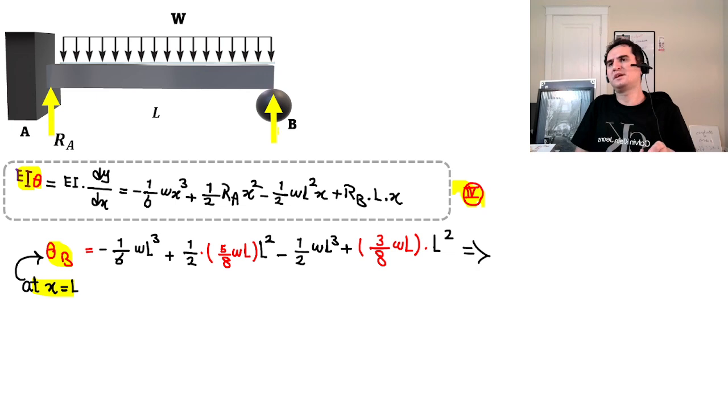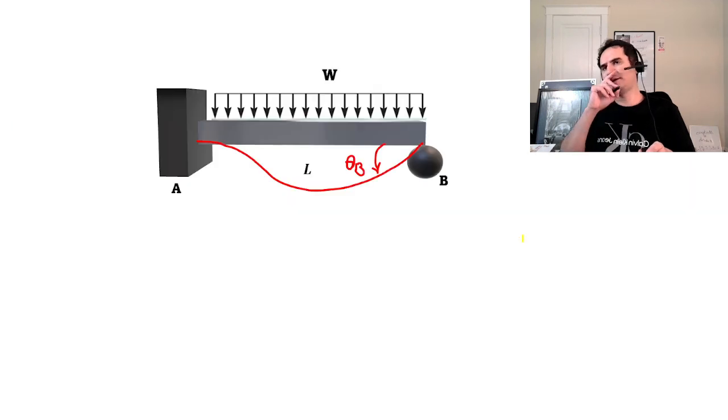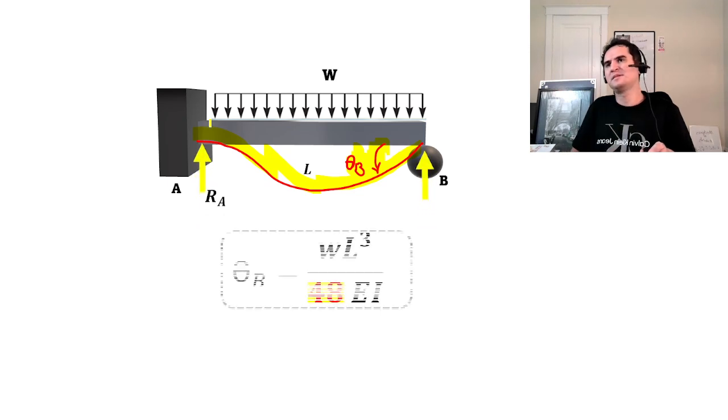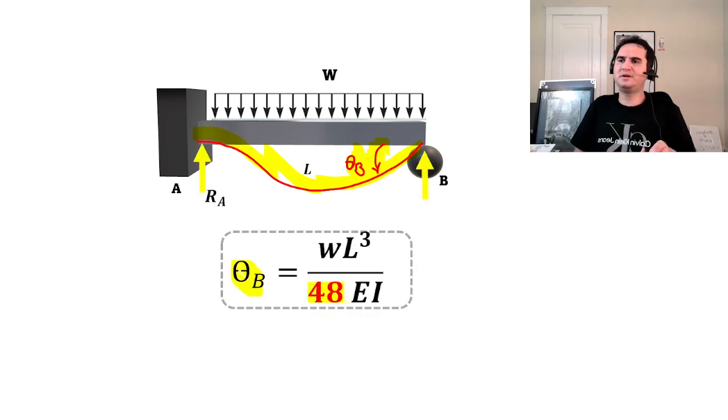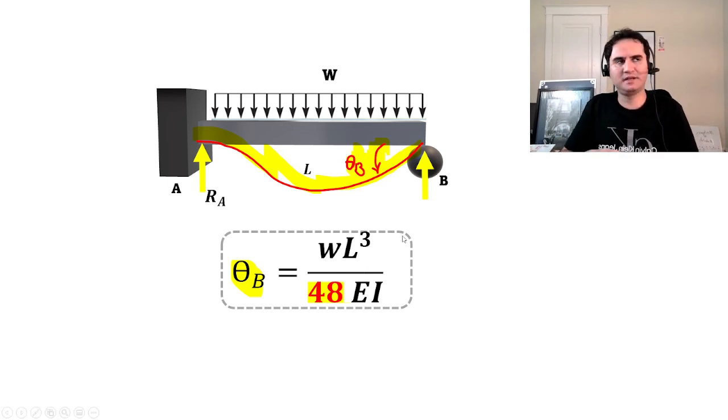And then let's go back to the theta equation, and for theta at B, the angle at B, we replace x by L. If we do the math, it gives us that theta B is equal to WL cubed over 48 EI, which you can observe on the deformed beam, the elastic curve. So theta B is equal to WL cubed over 48 EI.